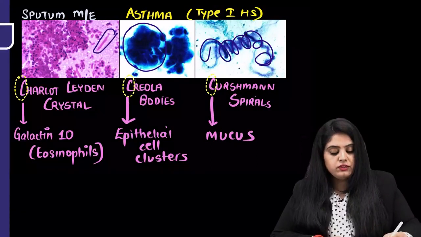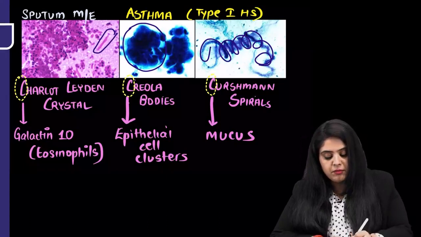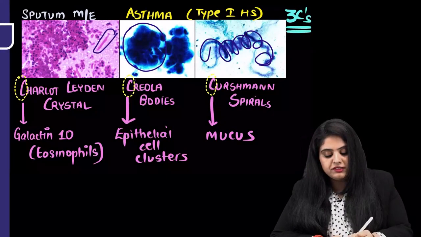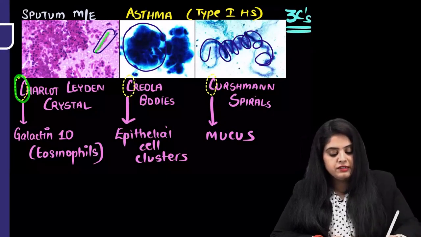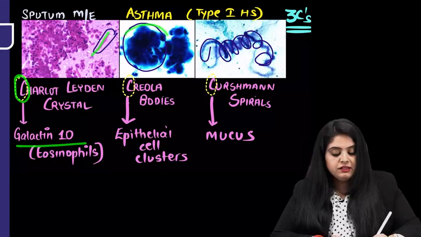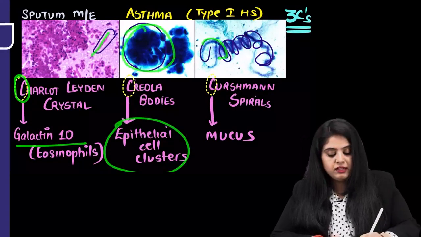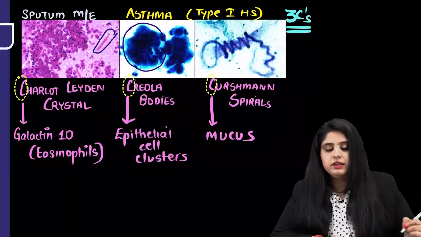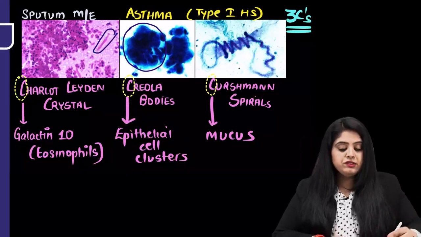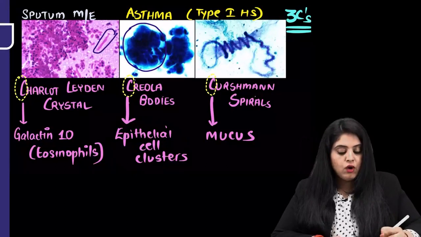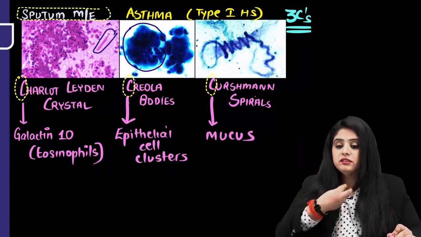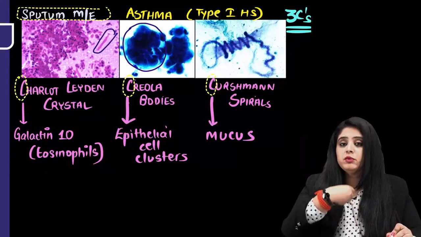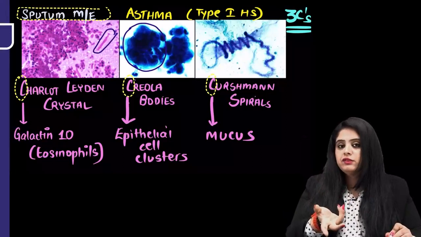So repeating, what are the 3 C's that you see? Very, very important. The 3 C's of asthma. Firstly, the Charcot-Leyden crystal, that is galectin 10. Creola bodies are epithelial cells, and the Curschmann spiral that you see over here is made up of mucus. But you'll say all of this is seen where? All of this is seen when the person spits out the sputum. The sputum is coughed out. That is when you see it.